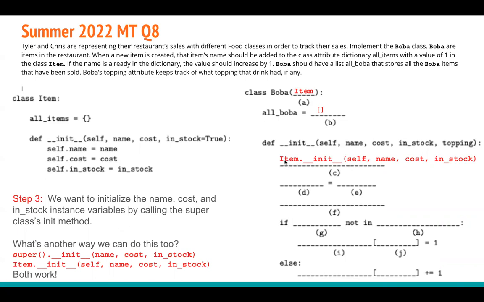So this is, like we said before, using the Item class name itself. And in this case, since we're using the name of the class instead of super, we do need to pass in self, which is basically our instance that we're constructing.